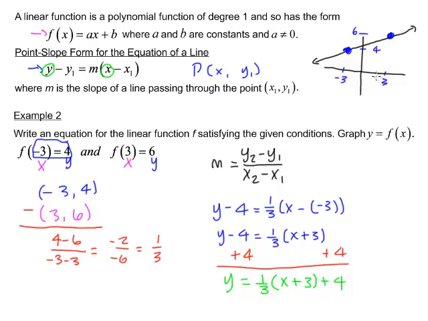There's actually more than one answer to this, though, right? Because they could have used the other point. They could have. So you could have gotten y minus 6 equals 1/3 times x minus 3, and that would be from the other point. Exactly. All right.